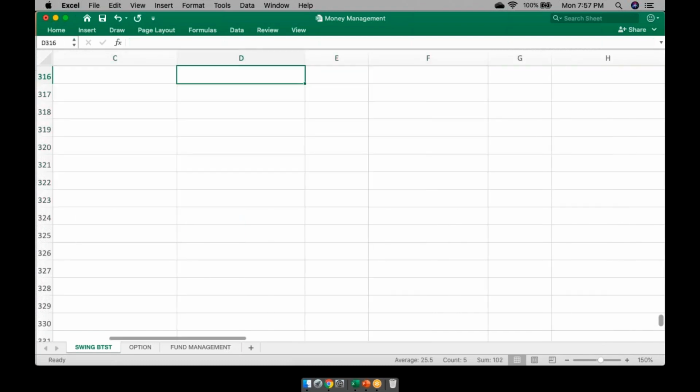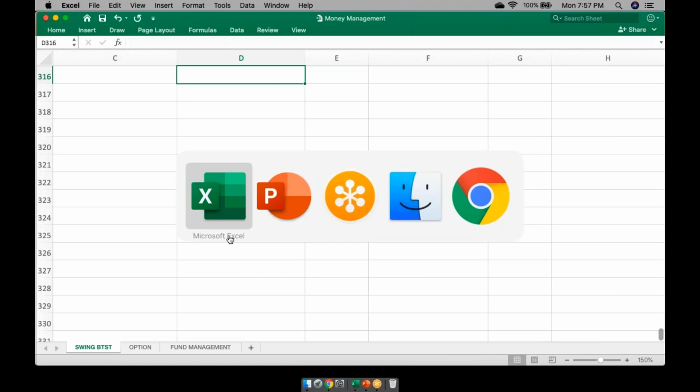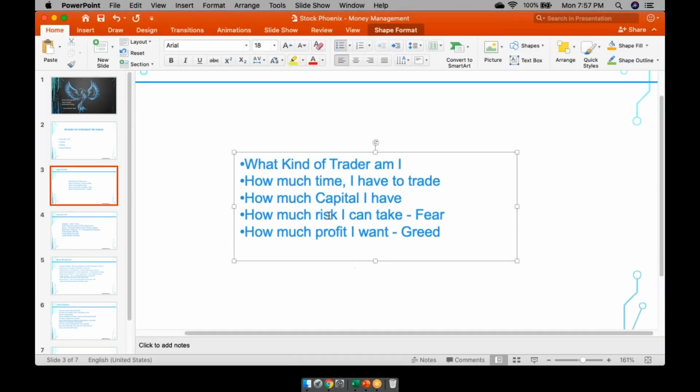Okay, so coming back. How much risk I can take, how much profit I want. So remember these 3 points, they are interrelated. Don't follow others. It is very specific. Don't follow others, in the sense the known persons. When you start following whoever gives 5 calls, 10 calls in a day, you are in a complete trap.